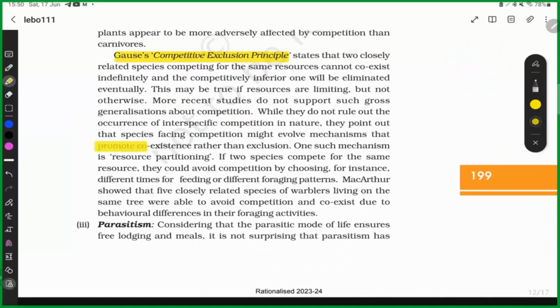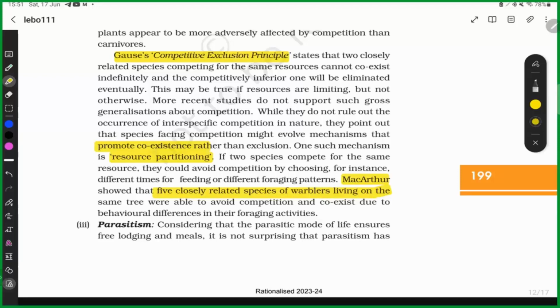Coexistence is possible through resource partitioning, which means partitioning of the resources. If two species compete for the same resource, they could avoid competition by choosing, for instance, different times for feeding or different foraging patterns. The scientist MacArthur showed that five closely related species of warblers can coexist due to behavioral differences in their foraging.